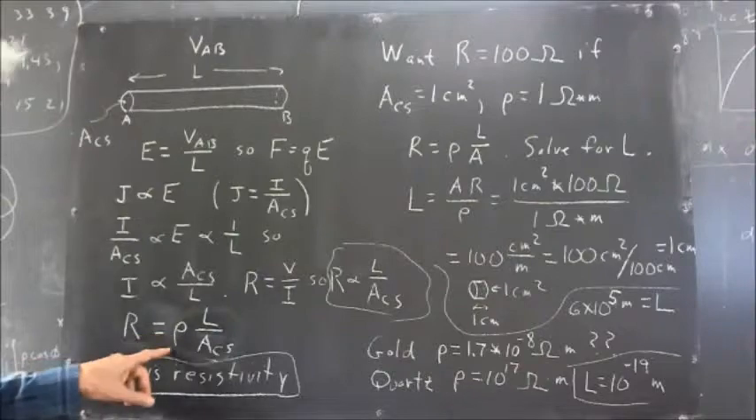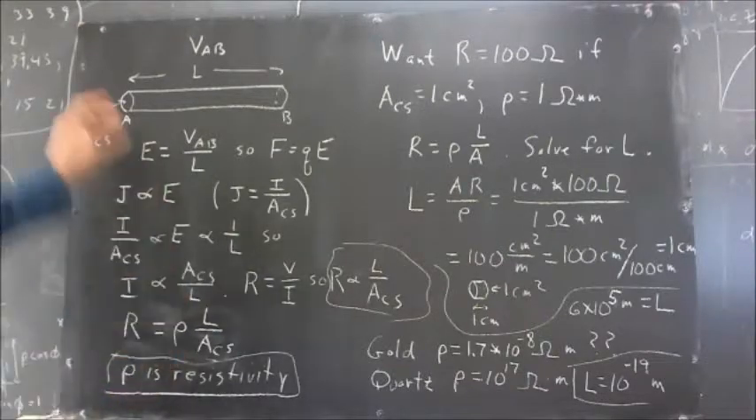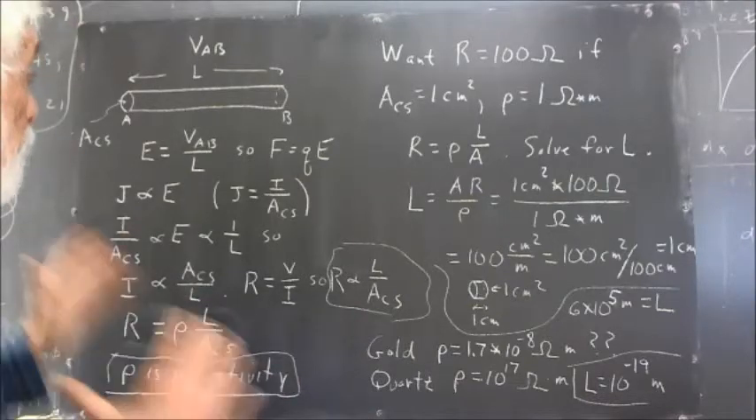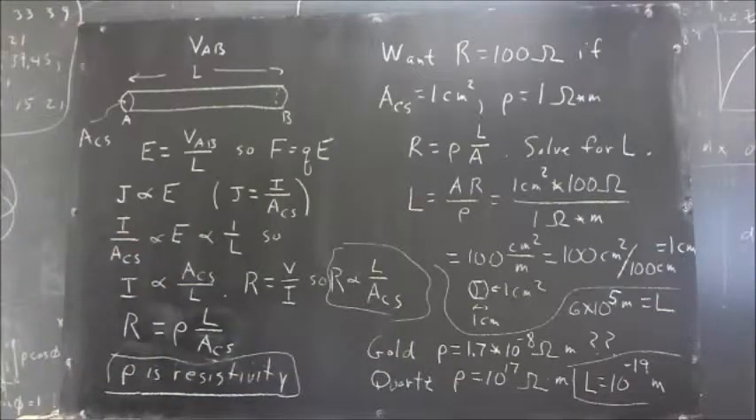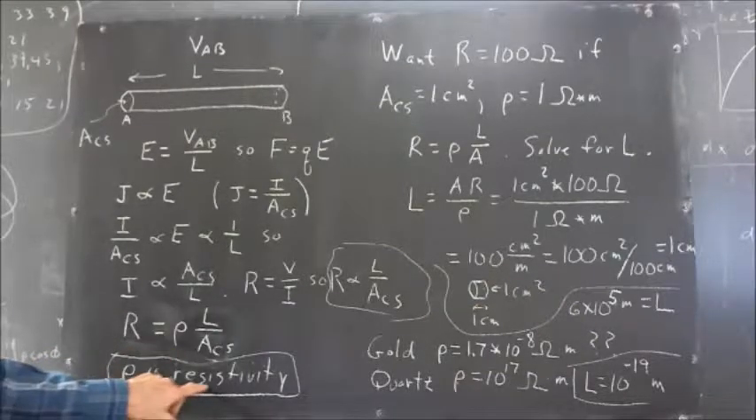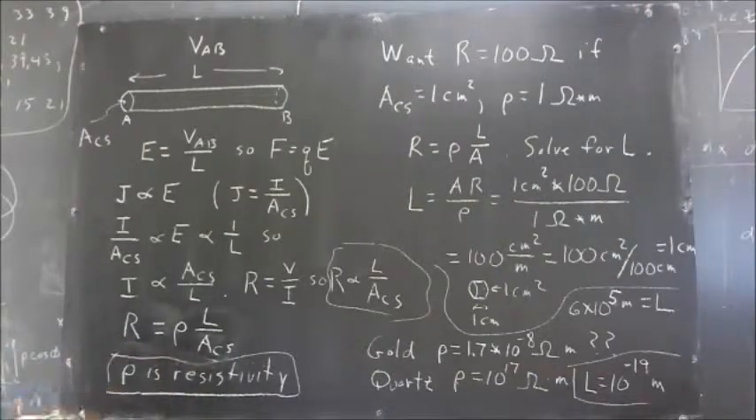It's the proportionality constant that depends on the density of electrons in here and how much the material interferes with the drift of the electrons. And that's your proportionality constant, the resistivity, that depends on the material.